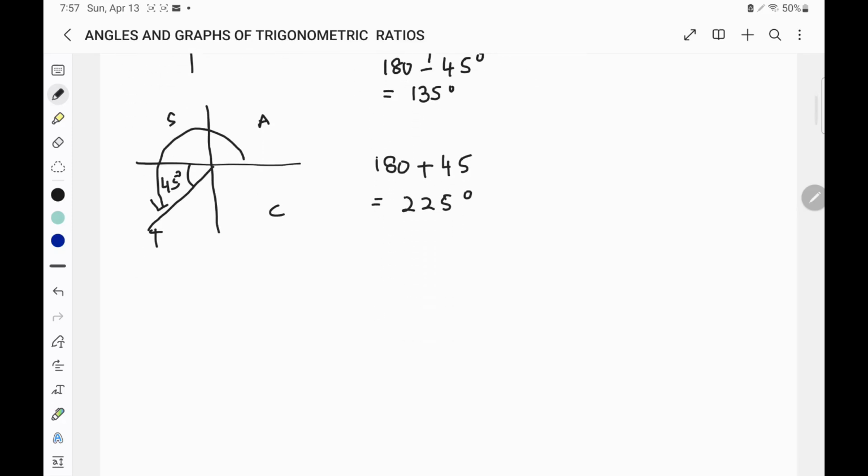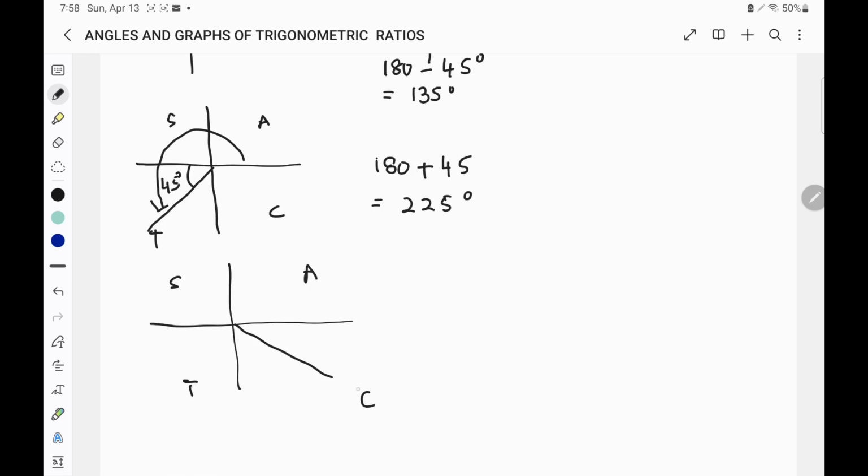Now, if your angle is in the fourth quadrant, CAST tells us that cos is positive here. So you draw the basic angle here, and the angle will be 360 minus 45 degrees, and then you calculate it.